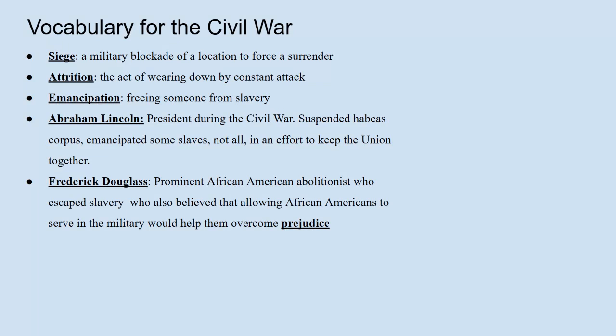And he believed that African-Americans were equal in rights. He believed African-Americans were equal to white people at the time. And his thought process of the way to show that would be by having African-Americans serve in the military. And that would overcome the prejudice that is held by a lot of people against African Americans at this time.